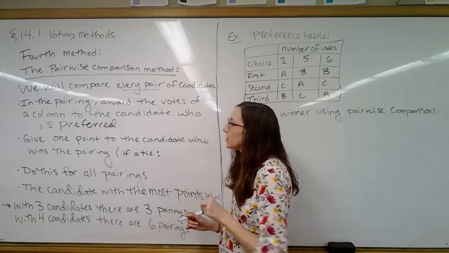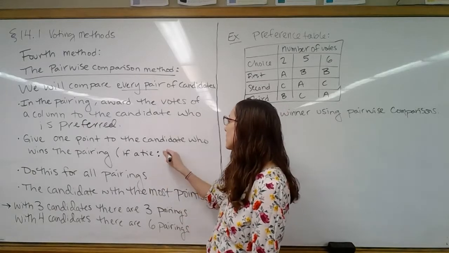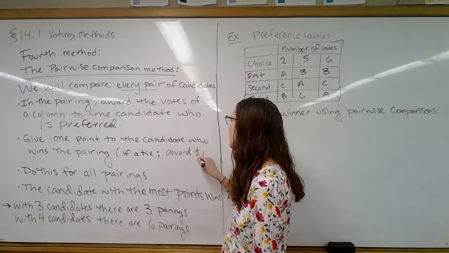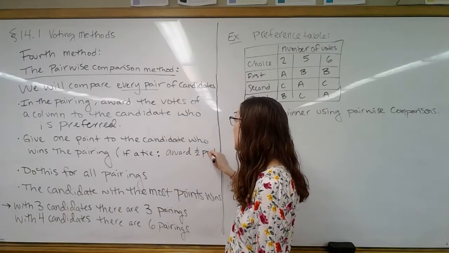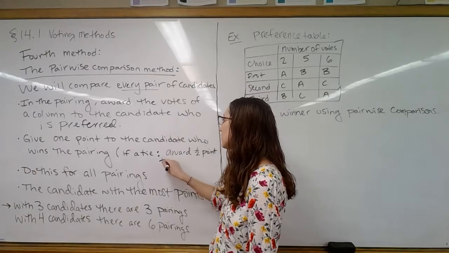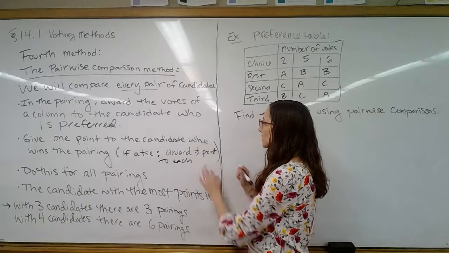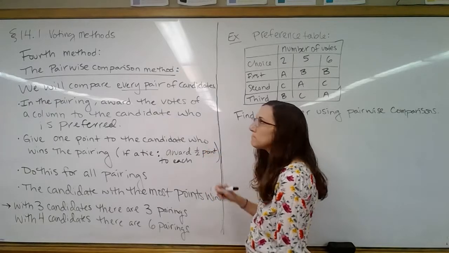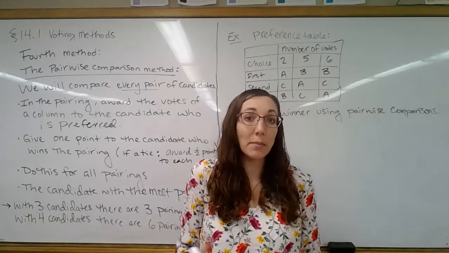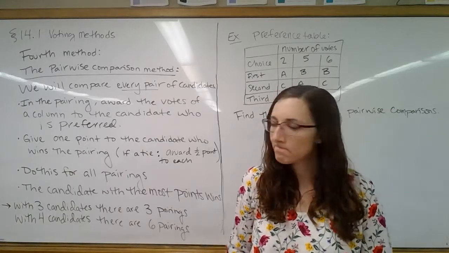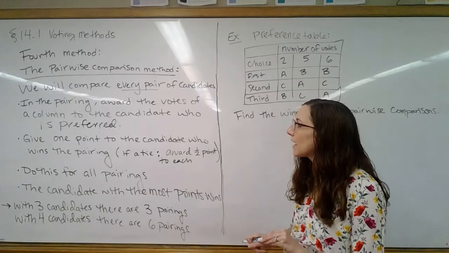If there is a tie, which is possible, we award half a point to each, so to both of them. So it kind of shows that both people had something. So we don't just give them nothing, we give them half a point. So we split it up if they do get a tie.